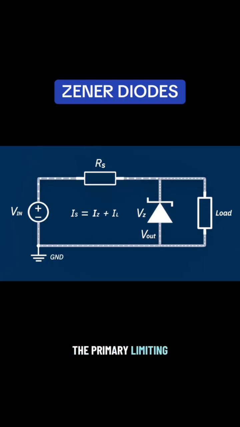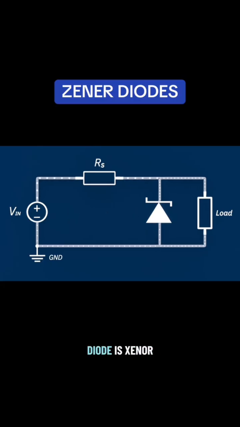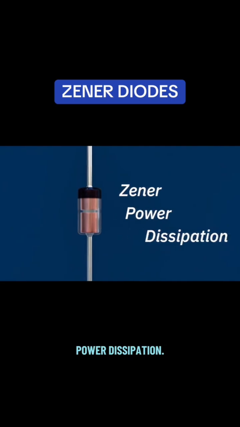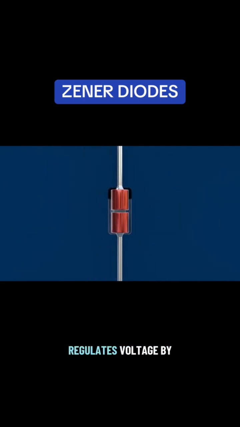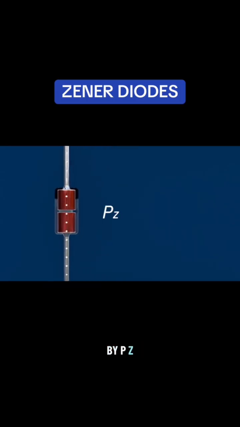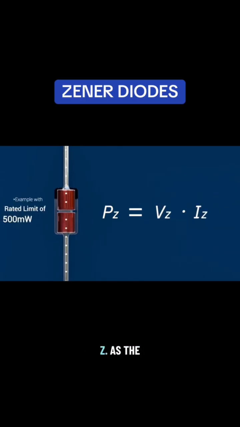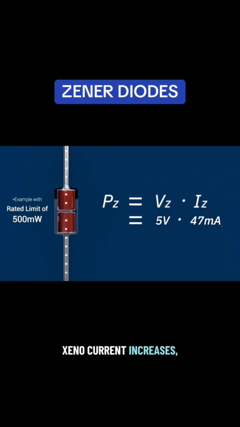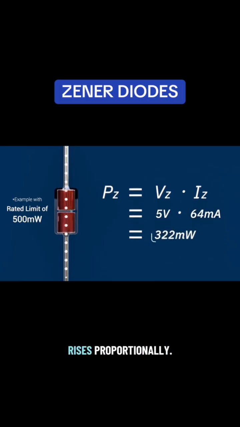The primary limiting factor of Zener diodes is Zener power dissipation. A Zener diode regulates voltage by operating in reverse breakdown, which means any excess energy from the supply is dissipated within the diode itself, primarily as heat. The power dissipated in the Zener diode is given by Pz equals Vz multiplied by Iz. As the Zener current increases, the power dissipation rises proportionally.